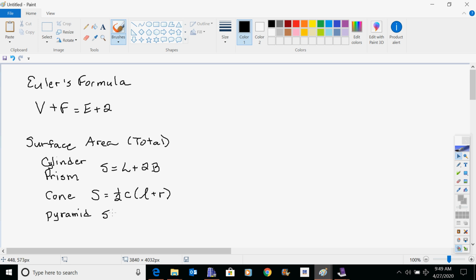your surface area was 1/2 of the perimeter, once again times the slant height plus the apothem. Okay, and these will be your good formulas to get you through this. And then we had a sphere. And for the sphere, the surface area was 4 pi r squared. Okay, so all of those things going across, those were your surface area formulas.